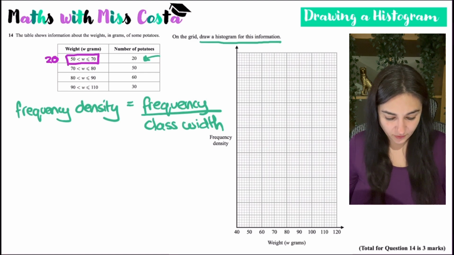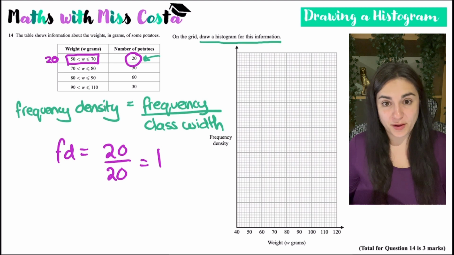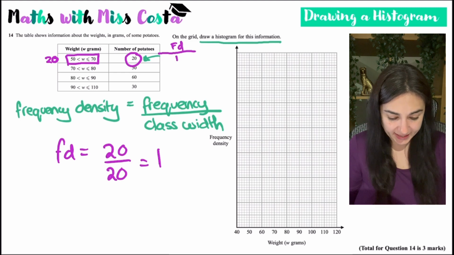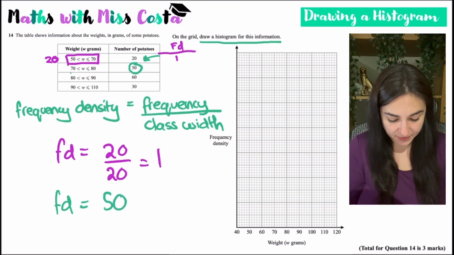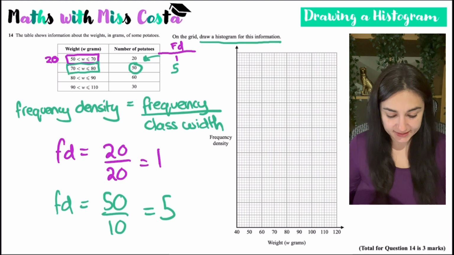So let's see if I can plot that for my first thing. So to work out the frequency density for the first part, I'm going to do 20 divided by 20, which is 1. So I know for my first bar, the frequency density, I could do another column here, the frequency density is going to be 1. Let's work it out for the next few as well. The frequency is 50, because you do frequency divided by class width. 70 to 80 is a class width of 10. 50 divided by 10 is 5. So your frequency density for this is going to be 5.